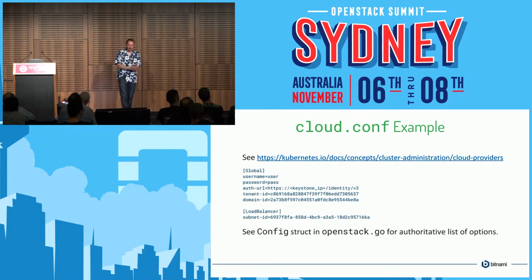Here's an example of what the cloud.conf looks like. It's an INI style file. Mostly what you've got to put in there is the Keystone information, which is very familiar to anyone using OpenStack. There's now some documentation at that URL. These slides are available, by the way. You can follow through from the schedule entry somewhere.